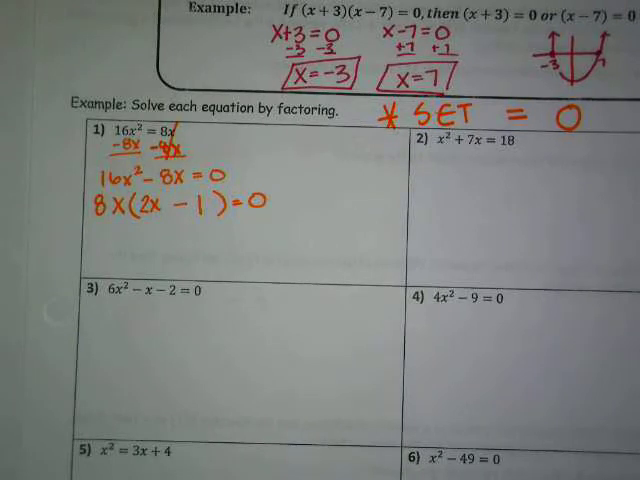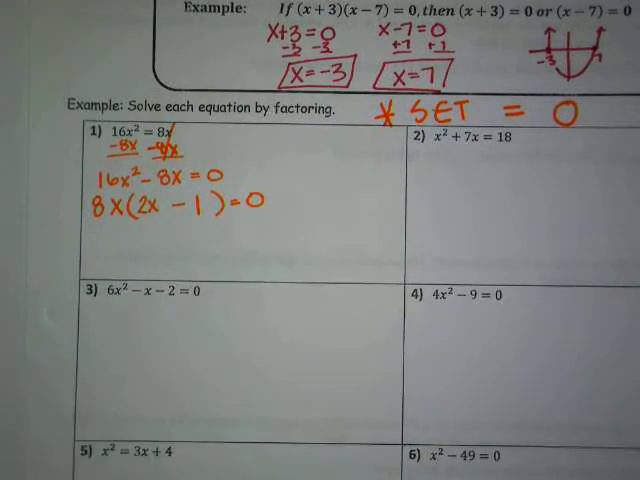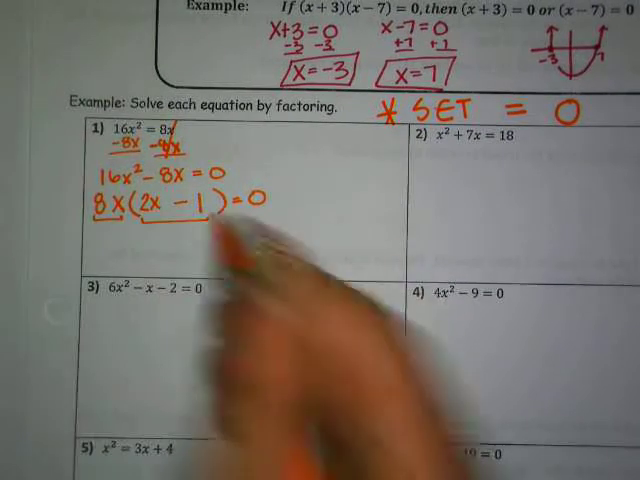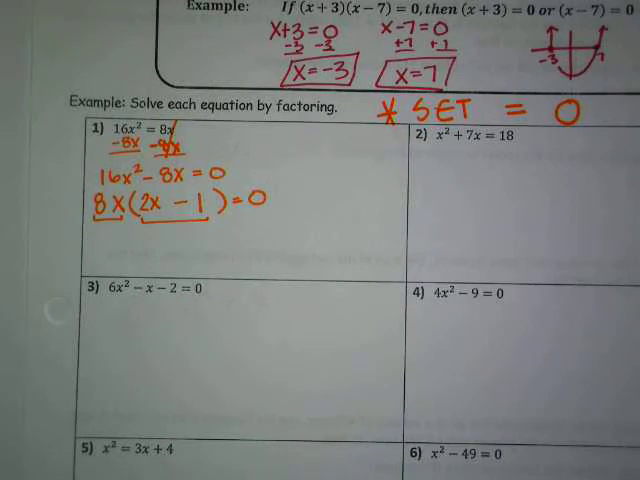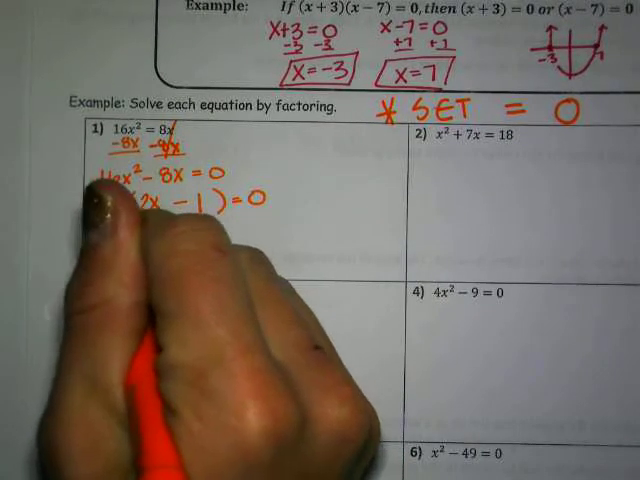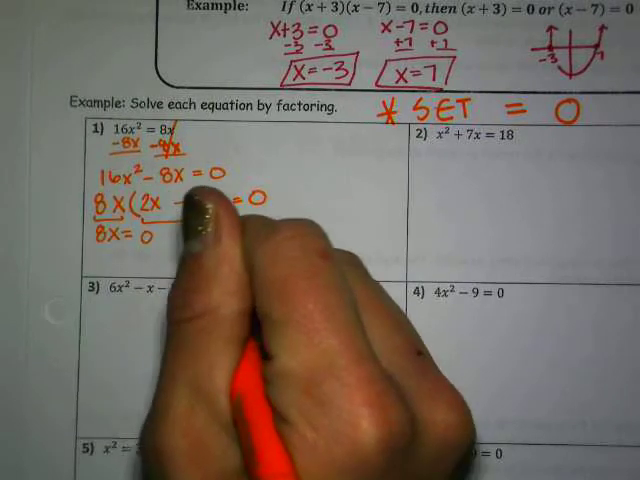All right, so once you have factored as far as you can go, you are going to take each of your factors and set it equal to 0. Once you have completely factored, you take each factor, set it equal to 0. So, 8x equals 0. 2x minus 1 equals 0.